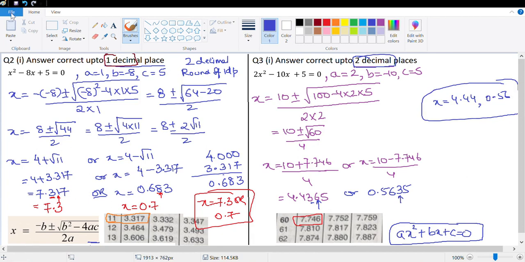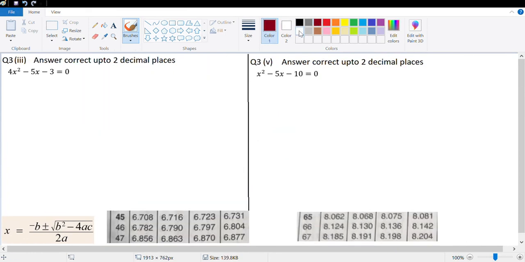Good, let's look at the next question. The next question that we're doing is question number 3, part 3. It says answer correct up to 2 decimal places.